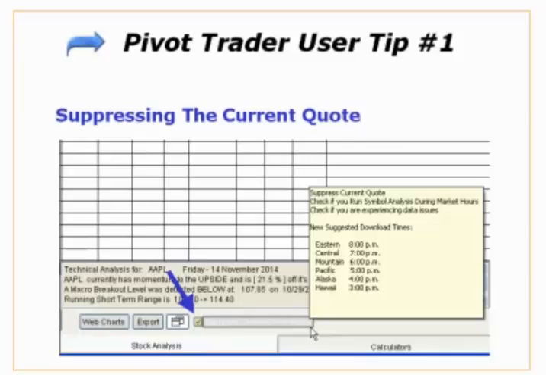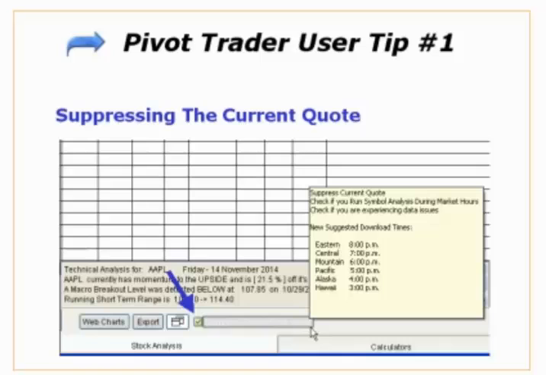Okay? Now, the reason that we have to suppress the current quote, 2 reasons. One is, the pivot trader is an end of day system. Okay? It utilizes end of day data to calculate, analyze, and come up with the trade alerts. And I just said it grabs the current quote to try to sandwich it in there. If you run it during market hours, it's going to grab the current quote, and it recognizes, hey, this data is not in the history data, so I'm going to sandwich it in. So it's not going to be accurate.